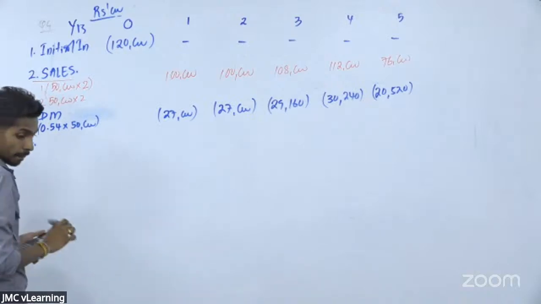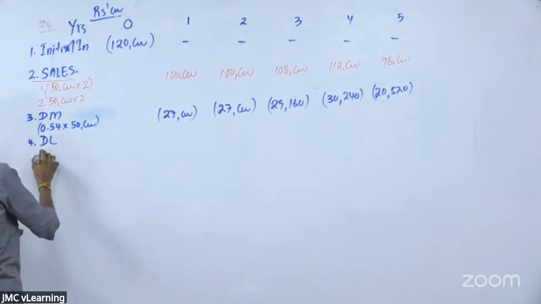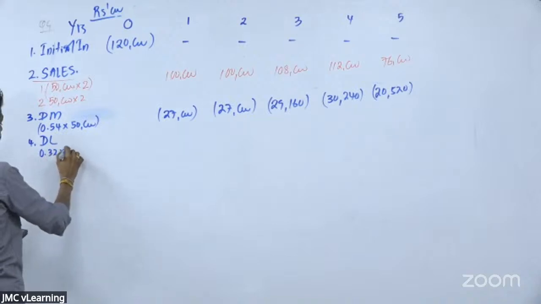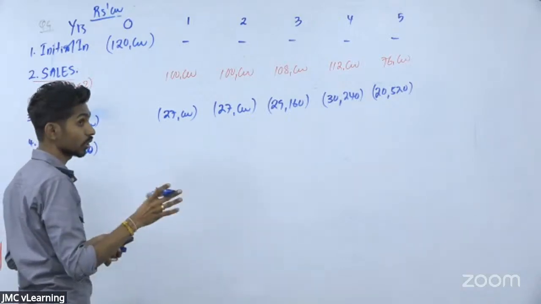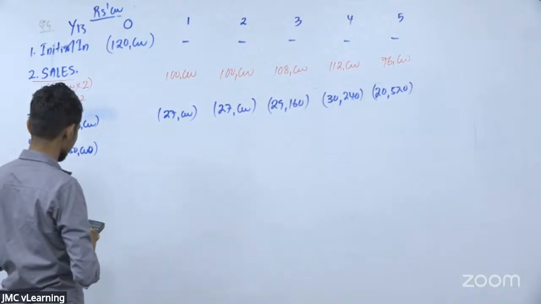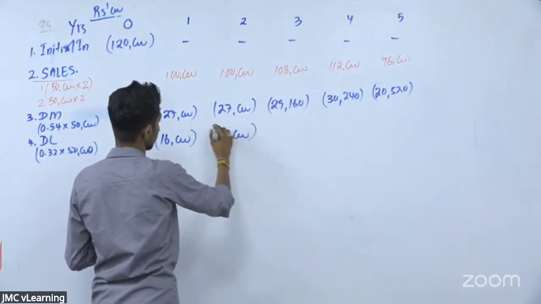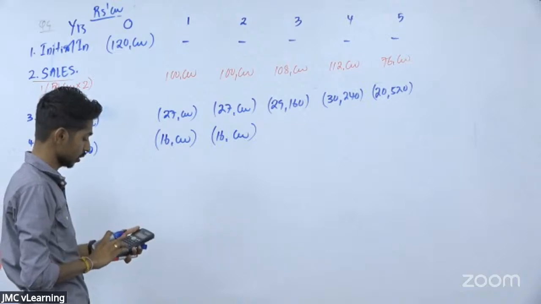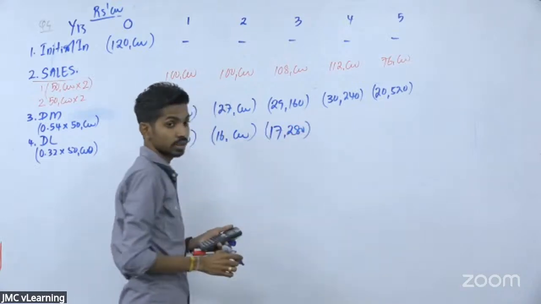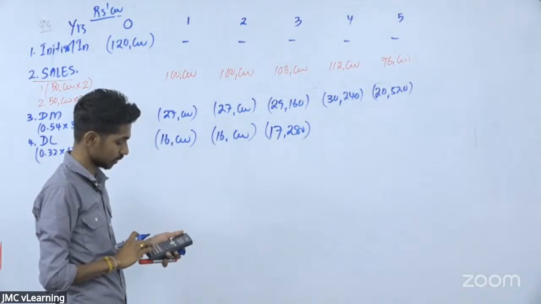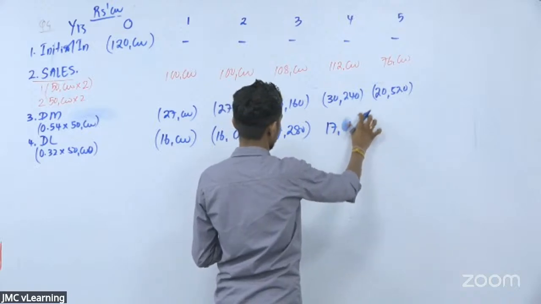Then direct labor. How much is direct labor? Per test 320. In 1,000 figures, 0.32 into 50,000. For the first figure you elaborate, thereafter the examiner can imagine. You cannot just imagine, you have to compute: 50,000 into 0.32, 16,000. Same for year 2, 16,000. Thereafter, year 3, 54,000 into 0.32, 17,280. Is it correct? 56,000 into 0.32, 17,920.